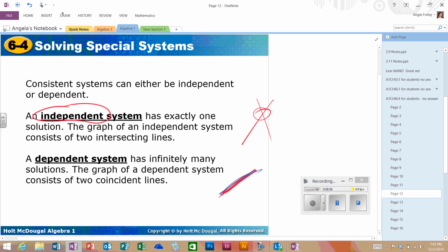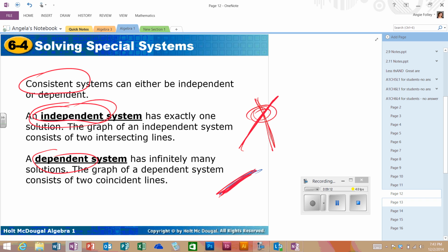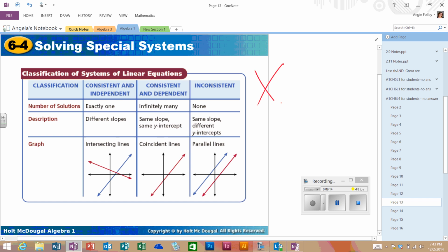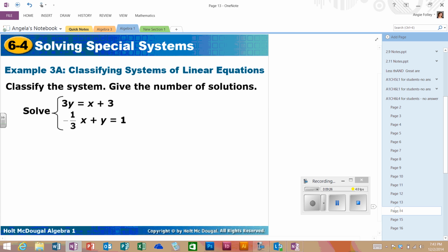Okay. So the way I remember it is if it's independent, they're independent lines. They're independent of each other and just intersect at one point. If it's dependent, they're the same line on top of each other. So again, these are both consistent. This is a really helpful chart. I would recommend just memorizing it and making sure you know what's going on. This lesson has a lot of vocabulary. So we're going to go through some examples right now and see if we can remember what everything is. So they want us to solve and then classify.